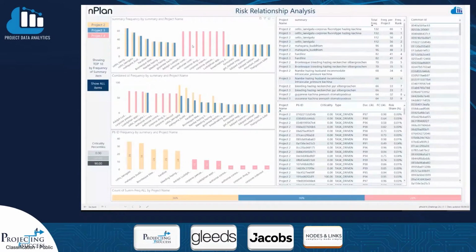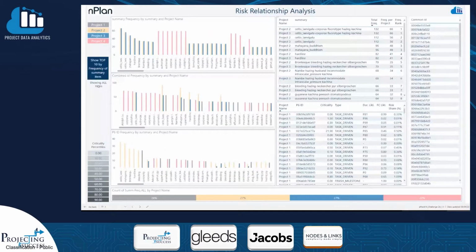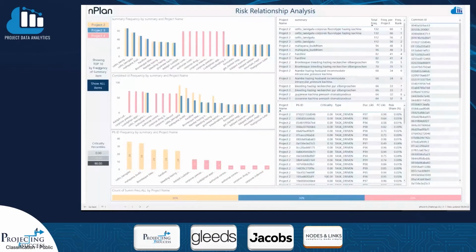We are showing the top 10 of all items by this summary frequency. If we wanted to see more, we can show all, but for the purposes of this analysis, we're looking at the top 10 for the maximum amount of insight. On the tables on the right, we've got row by row items of each summary type item, although it's been codified, total frequency, frequency per project, and a rank.